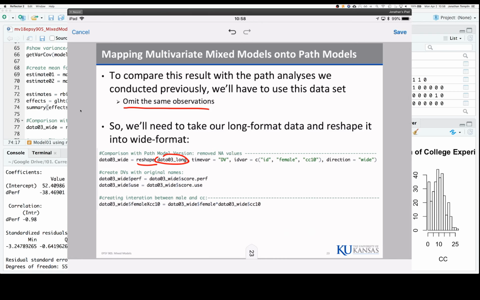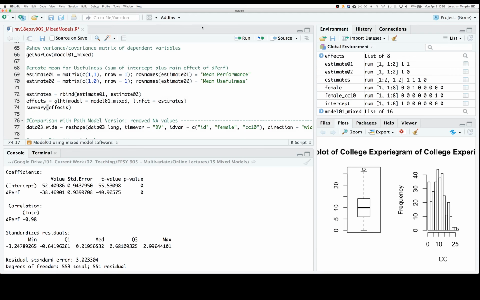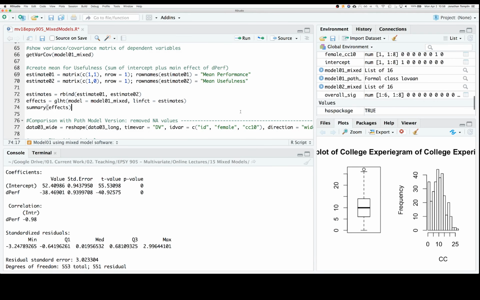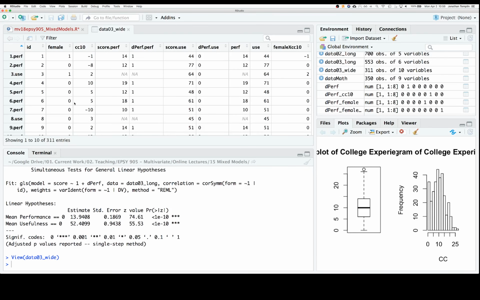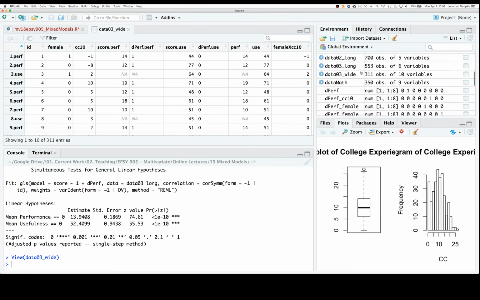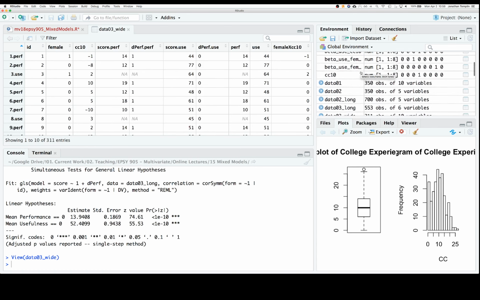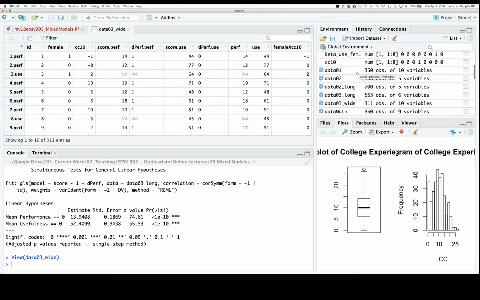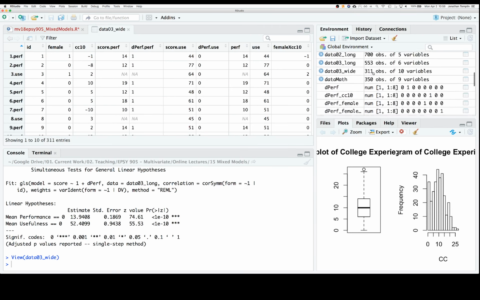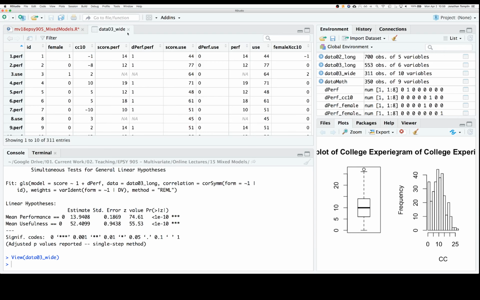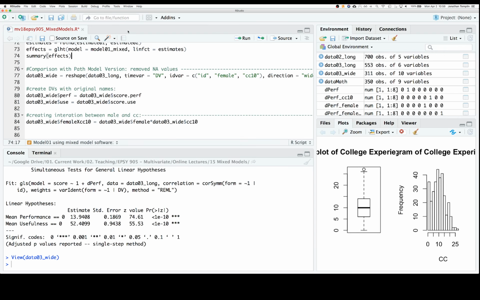That's what this reshape function is doing. It's telling it the specs that we need to turn this into wide data. When we do that, we now get our data set, and we can take a look at what data 03 wide looks like, because it now is a wide format data itself. Furthermore, if we wanted to compare this with our original data, it had 350 observations, whereas data 03 wide only has 311. That's because the observations where we had missing data were omitted.